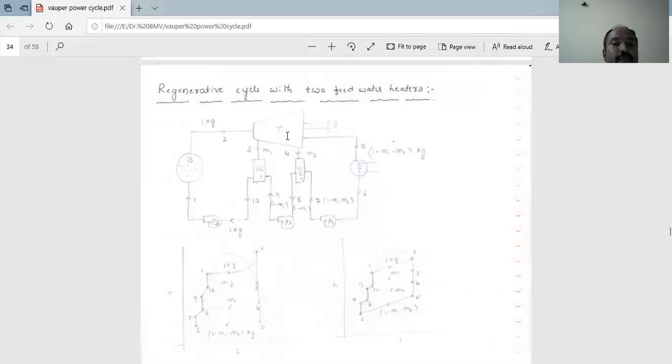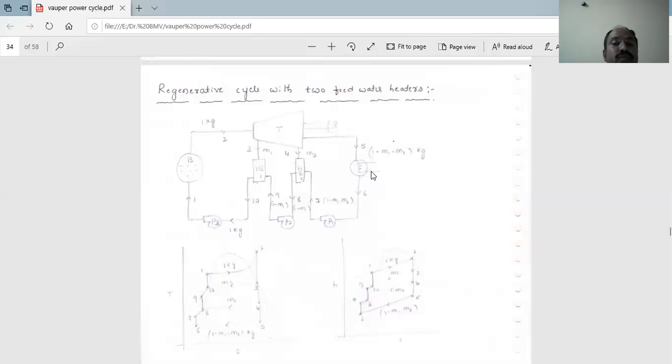In the turbine at stage 3, m1 amount of steam is trapped and admitted to heater 1. Then at stage 4, another heater, heater 2, receives m2 amount of steam, which is trapped and enters heater 2. The remaining 1 minus m1 minus m2 kg of expanded steam is passed to the condenser.